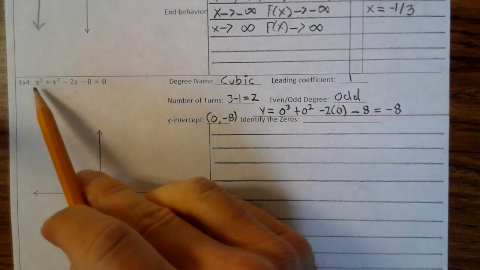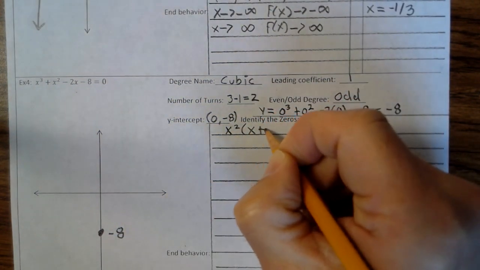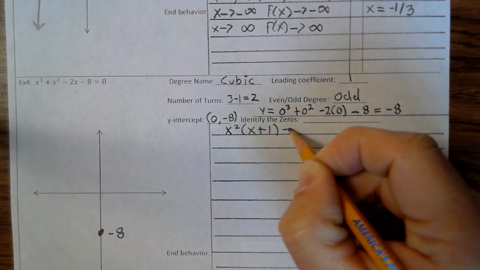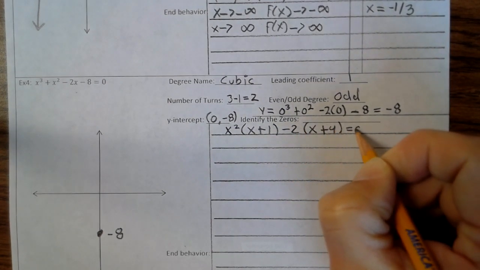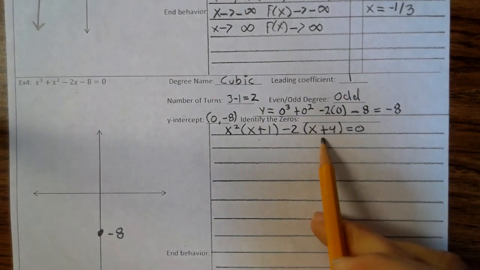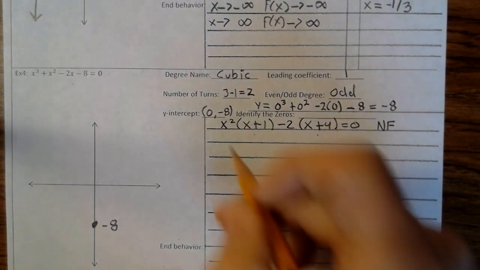Again, factor by grouping, so we can factor out an x squared, which leaves x plus 1. And we can factor out a negative 2, which leaves x plus 4. You can see here that these are not the same when factoring by grouping, so this is not factorable. So now we're going to do p divided by q.